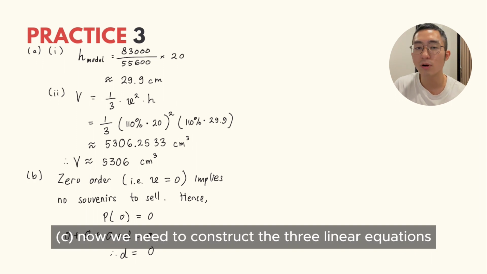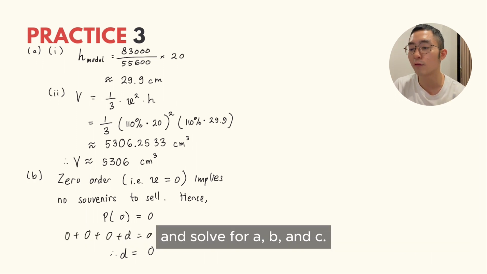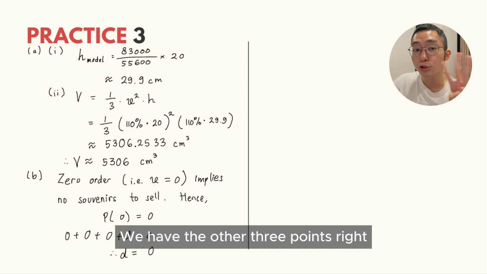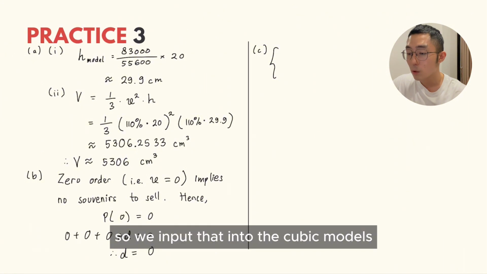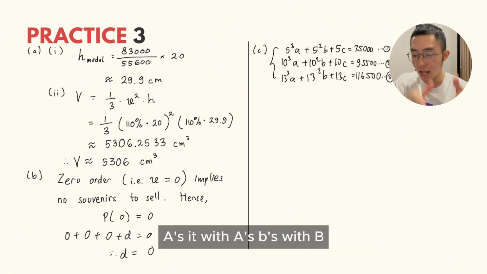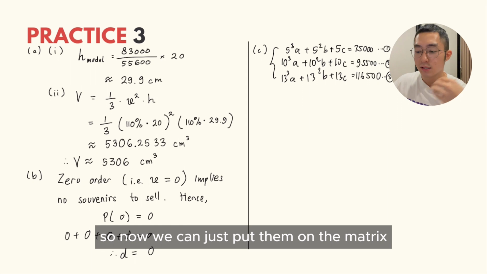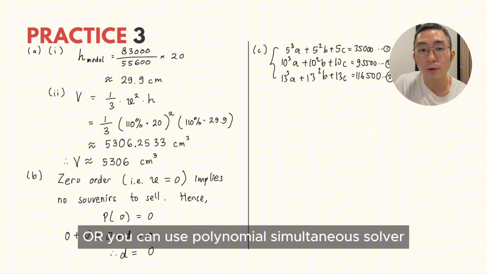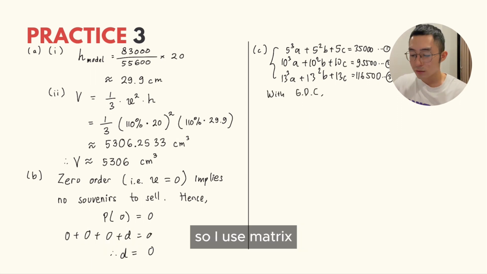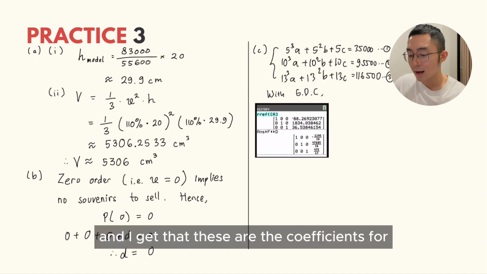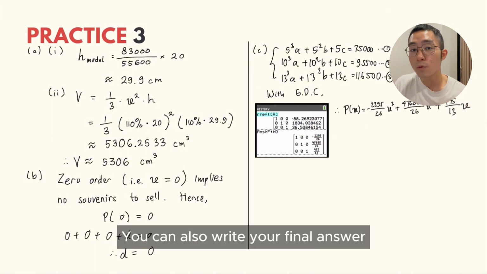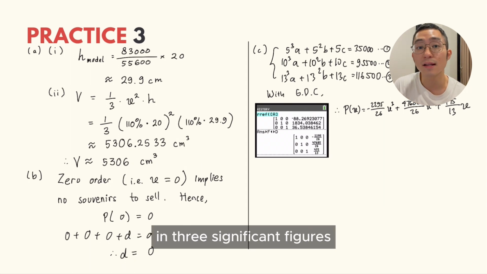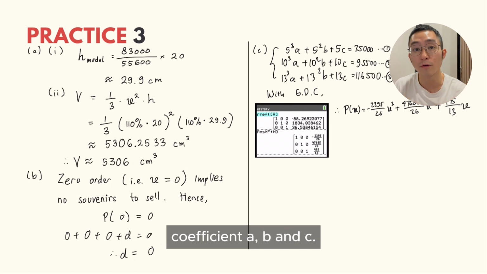C. Now we need to construct the 3 linear equations and solve for A, B, C. We have the other 3 points, right? In which x is 5,000, 10,000, and 13,000. So we input that into the cubic model. A is with A's, B is with B's, C is with C's. So now we can just put them in the matrix, or you can use a polynomial simultaneous solver. So I use a matrix and I get that these are the coefficients for A, B, and C. So this is my final answer. You can also write your final answer in 3 significant figures for each of the coefficients A, B, and C.